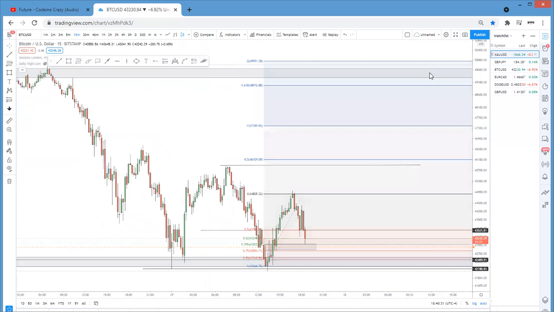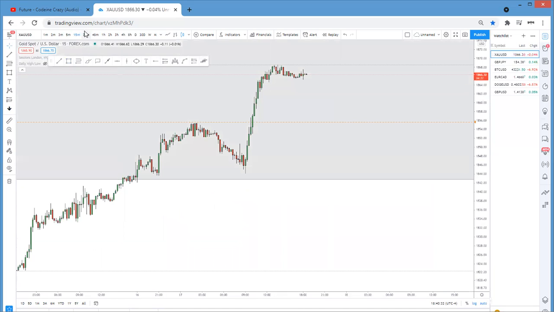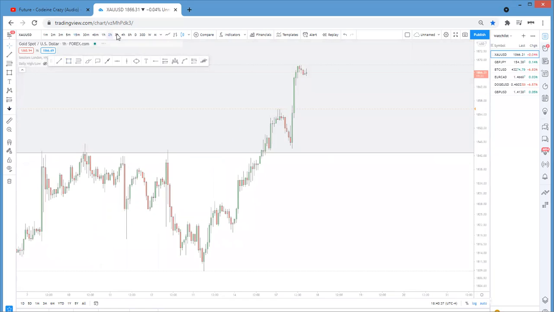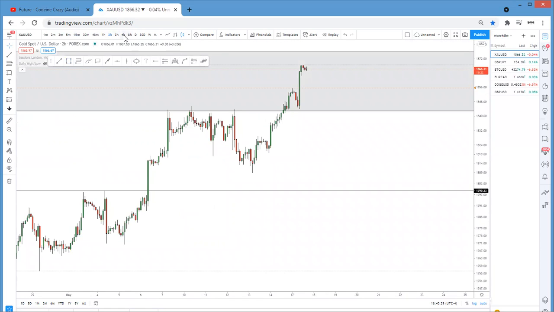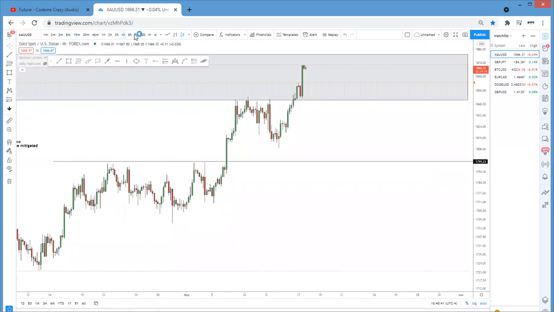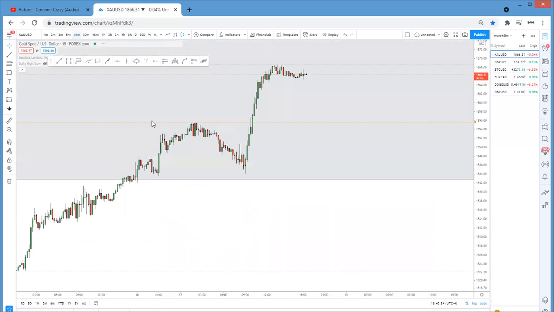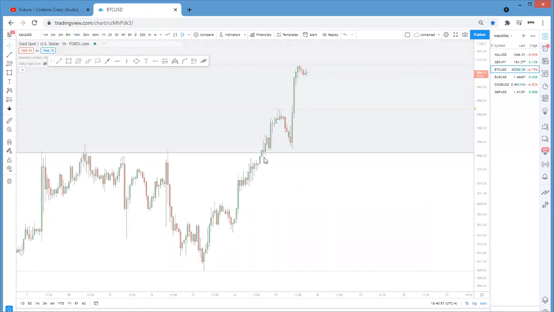I'm still waiting on gold to show me some more things that I want to see. I'm just gonna stare at it and wait till I see the things that I need to see for that sale. Honestly, it's looking good right now. I'm just trying to get more confirmation. So I'll probably do another video for gold long, and let's leave this video for this Bitcoin setup.